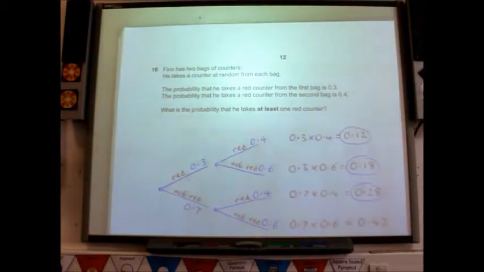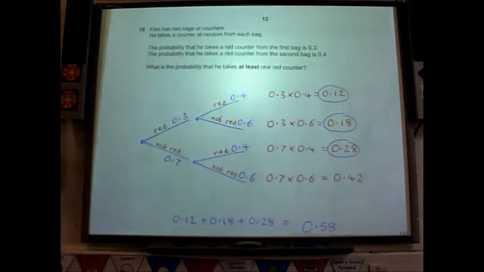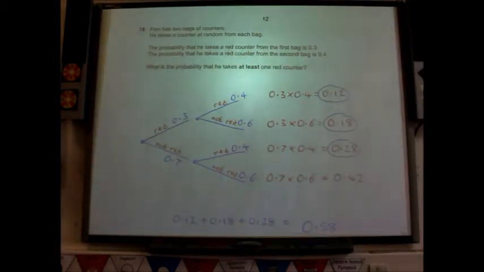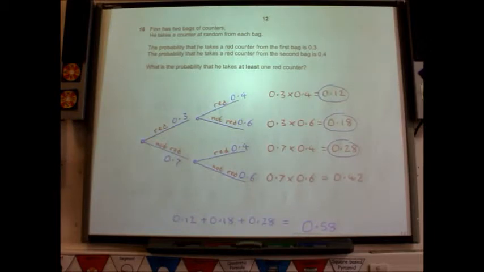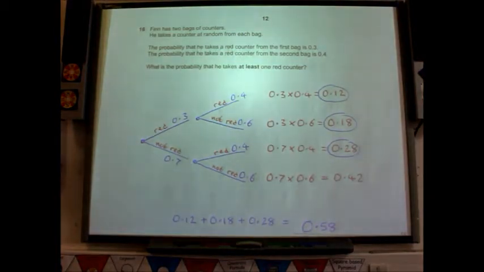Question 16. Finn has 2 bags of counters. He takes a counter at random from each bag. The probability he takes a red counter from the first bag is 0.3, and the probability he takes a red counter from the second bag is 0.4. What is the probability he takes at least one red counter? The easiest way of doing this, I think, is with a probability tree, which you can see I've done here.